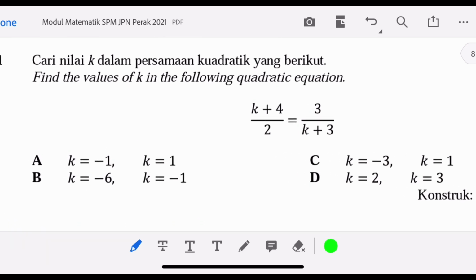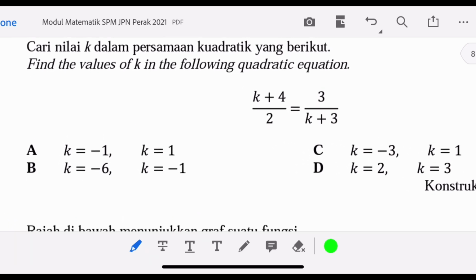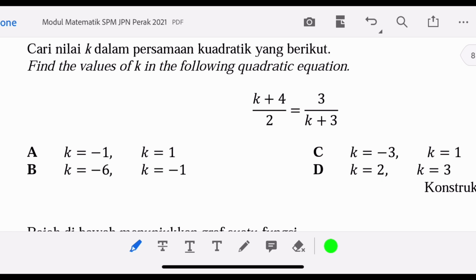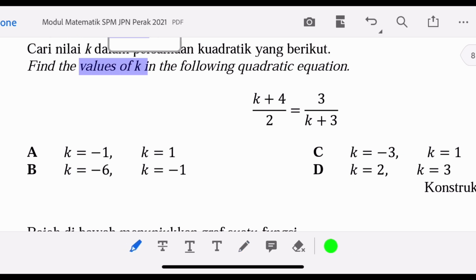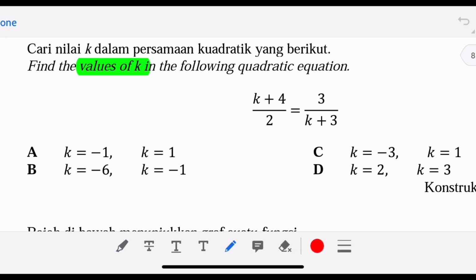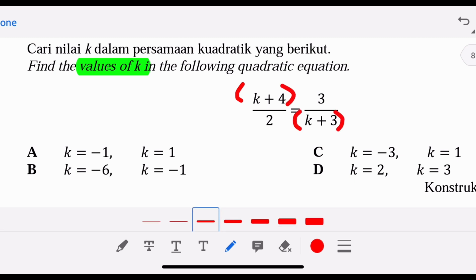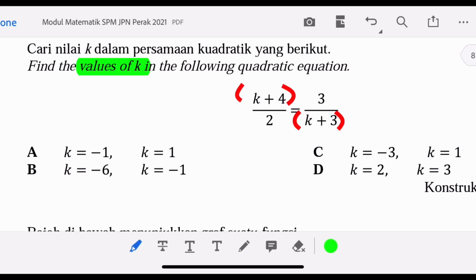So first of all, let's read the question slowly and carefully. For max, go for careful. Alright, if you're careful, you can do well. So first of all, they say find the values of k. So we highlight values. That means got two values of k. So for this question, I think the majority of the students don't have problem. So you just cross multiply, isn't it? Do you know what is cross multiply?